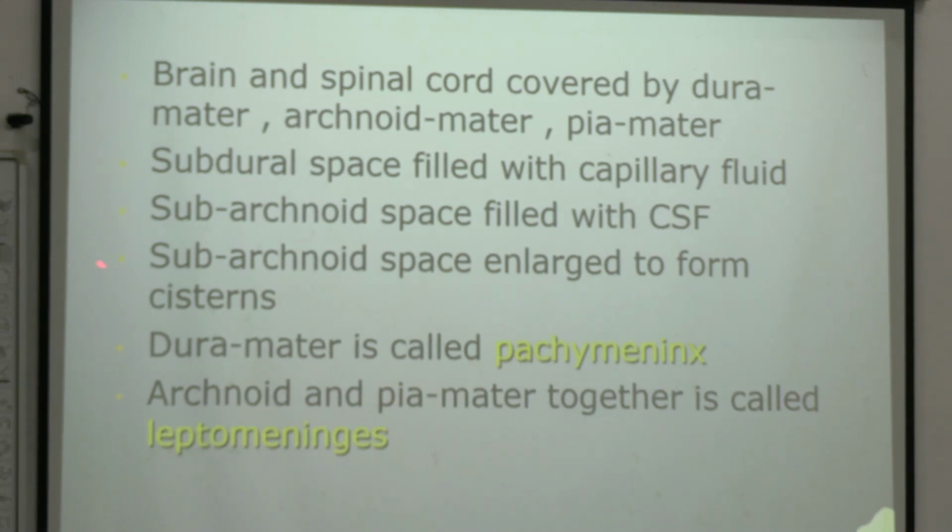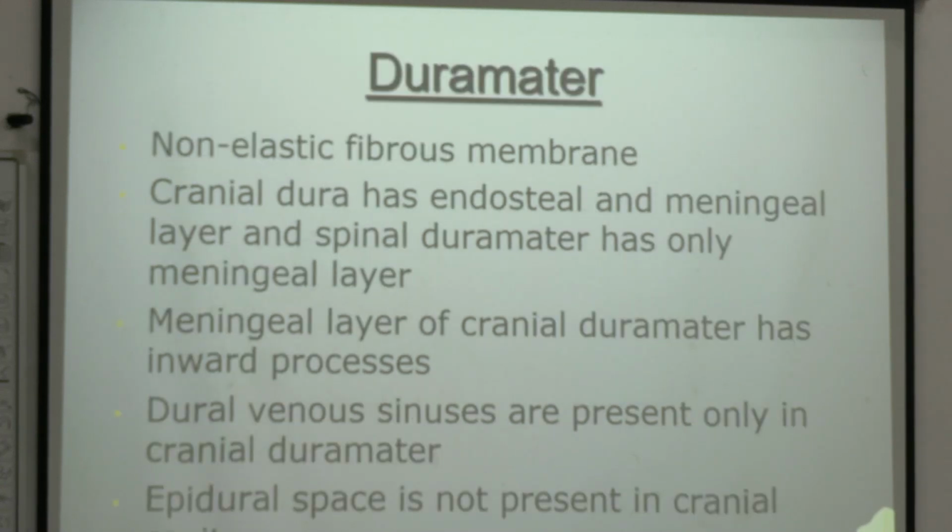Now, these are the terms which you will encounter in the study of the brain and the spinal cord. Brain and spinal cord are covered by Dura Mater, Arachnoid Mater and Pia Mater. Subdural space is filled with capillary fluid. Subarachnoid space is filled with CSF. Subarachnoid space is enlarged to form cisterns. Dura Mater is called Pachymeninx. Arachnoid Mater and Pia Mater together are called Leptomeninges.